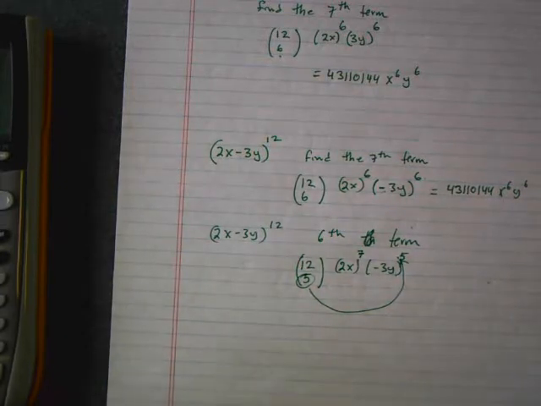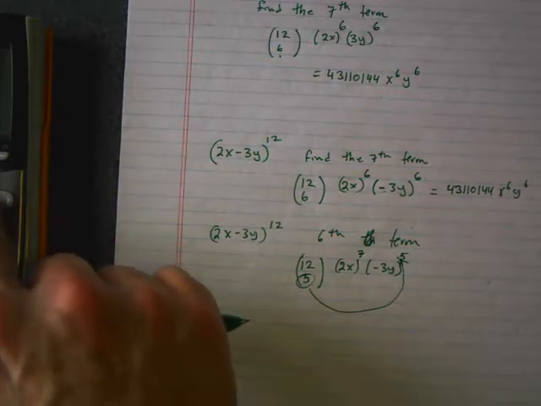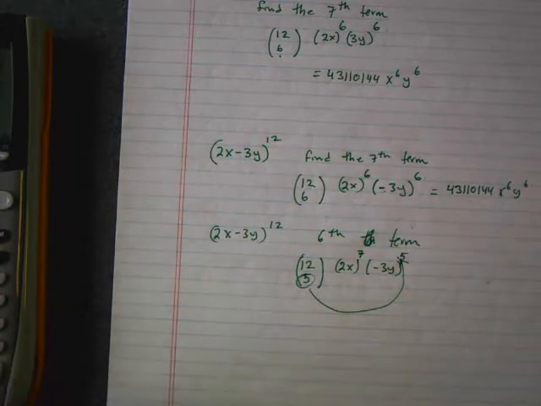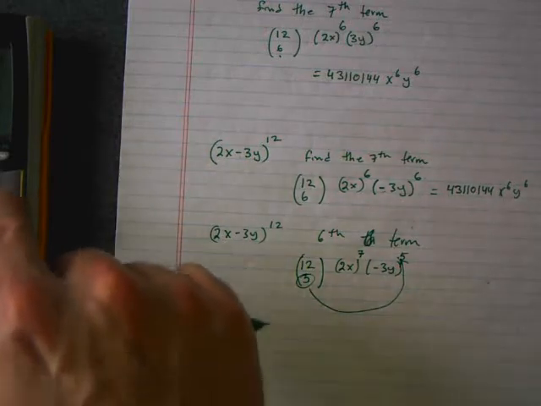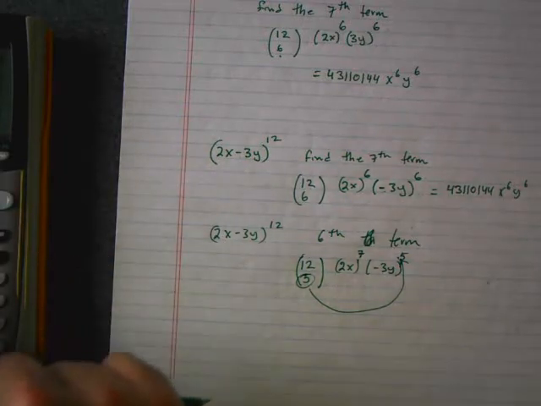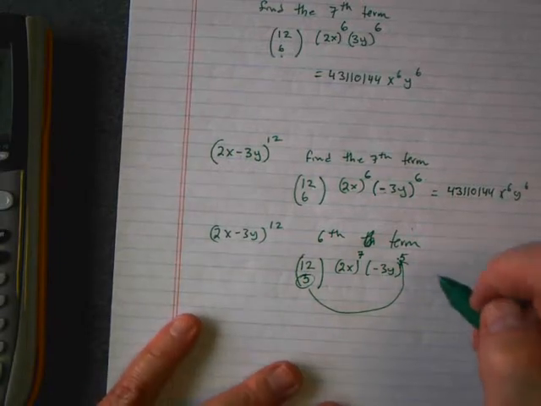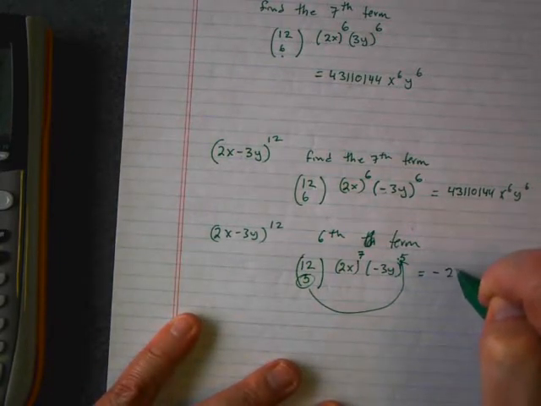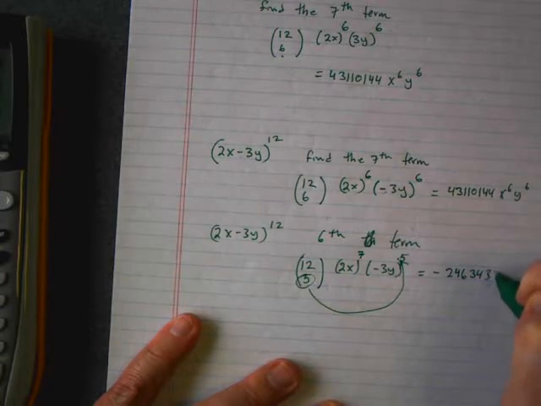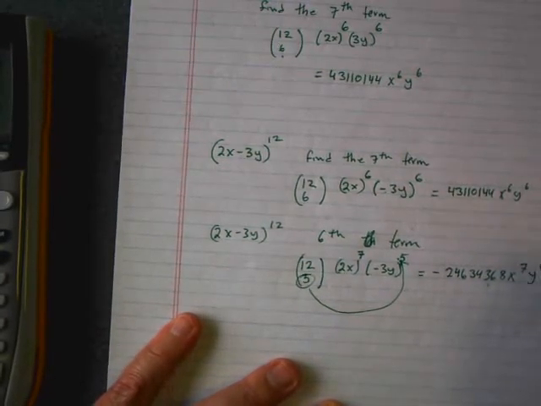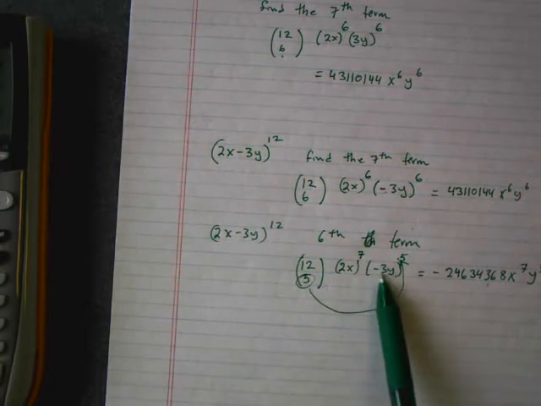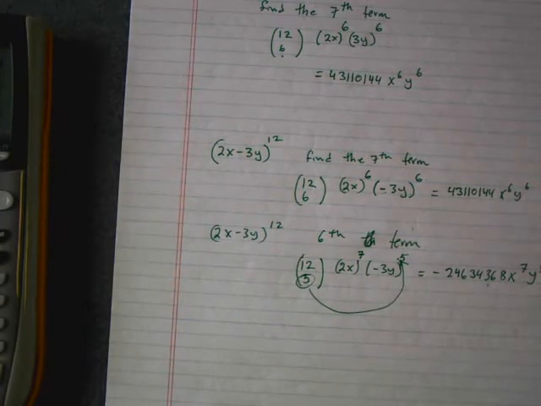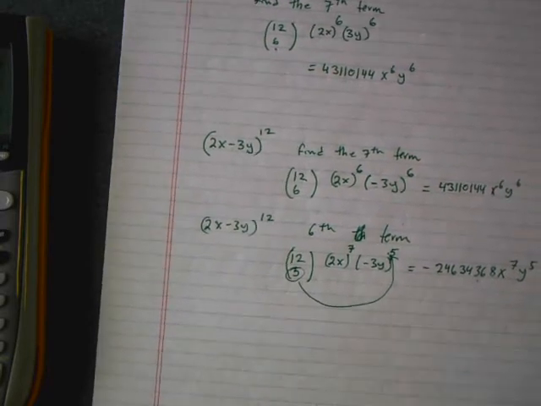All right, so anyway, 12 choose 5 is 792, times 2 to the 7th, times negative 3 to the 5th. I get negative 2,463,436,8... x to the 7, y to the 5th. So that's the only difference. If you have a negative in the middle, you deal with a negative right there. Sometimes you get negative answers, sometimes you get positive answers. That's about as hard as it gets right there.